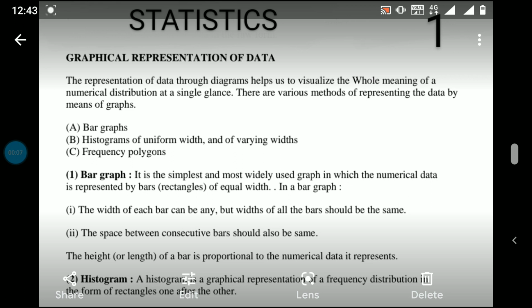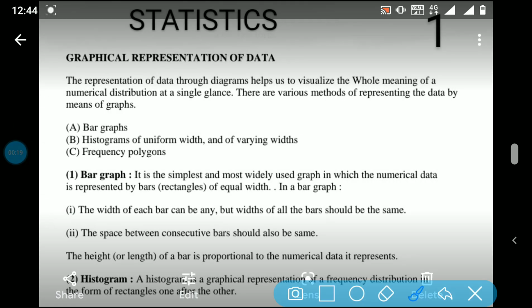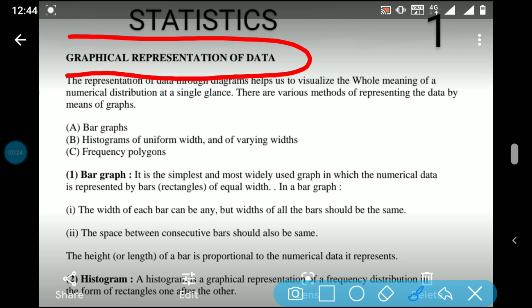And in the previous video, students, I showed how to arrange the data in tabular form. You have done the frequency distribution table. Now we are moving to the next topic, that is graphical representation of data. In the previous video, we arranged the data in tabular form, and now we will put this data in graphical form. So we will learn how to represent the data graphically.